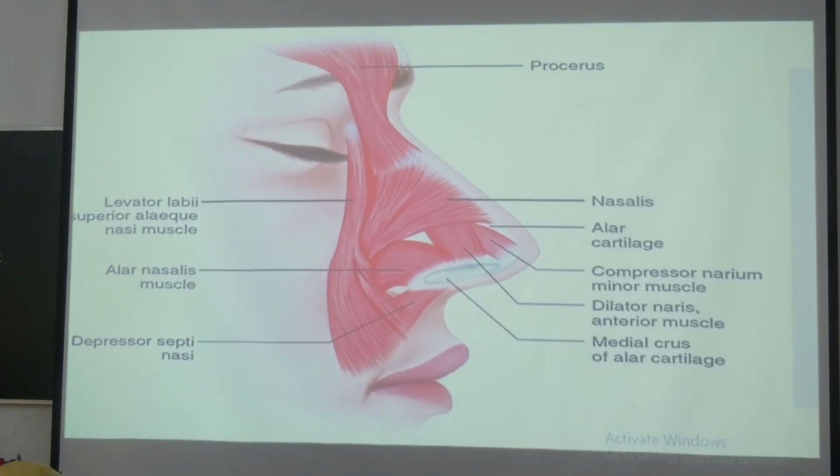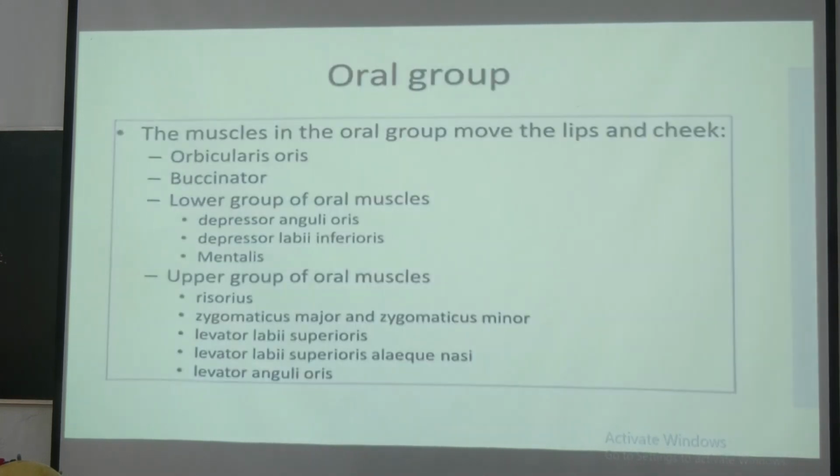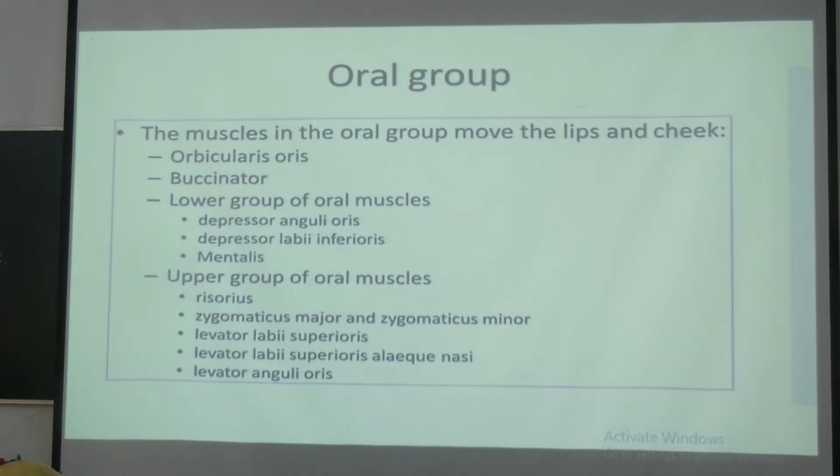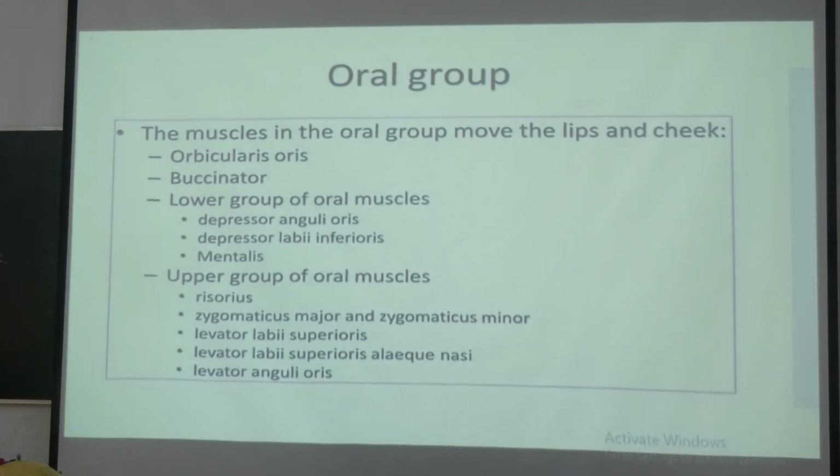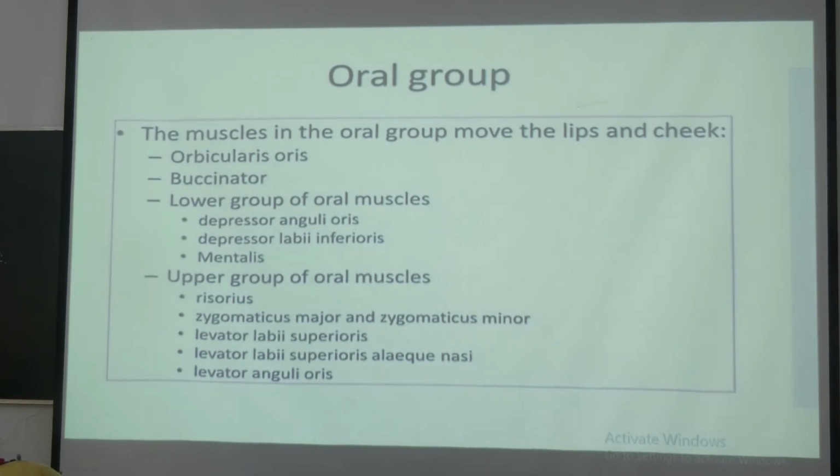So depressor septi is found below, okay. So that is the muscles of the nose. Oral group, just make one snapshot, you don't have time to write, please have one snapshot. So what are the different oral group muscles? The first one is orbicularis oris, okay.